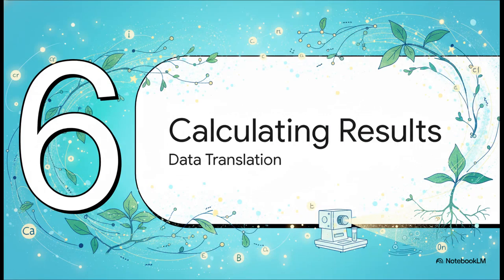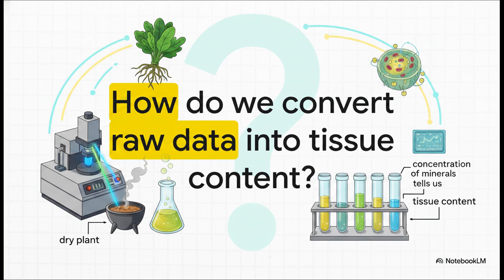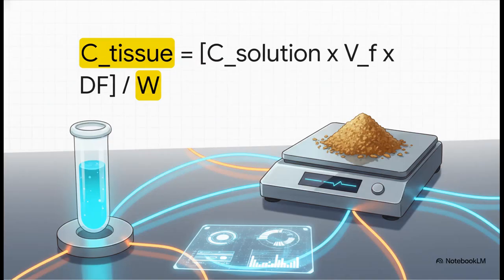Finally, Section 6, calculating the final results. This brings us to the ultimate question for this explainer. The spectrophotometer tells us the concentration of minerals floating in our final liquid digest tube, but how on earth do we back calculate to find out what was actually inside the original dry plant before we burned it down? Well, we use a really vital conversion formula to figure this out.